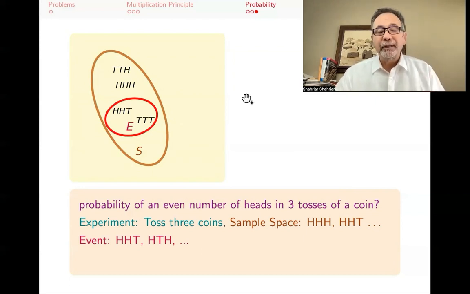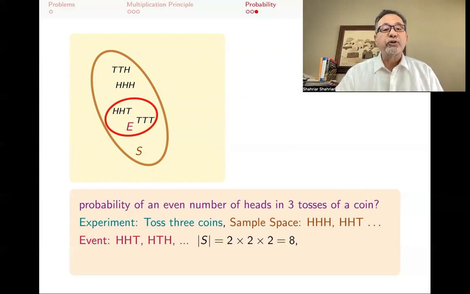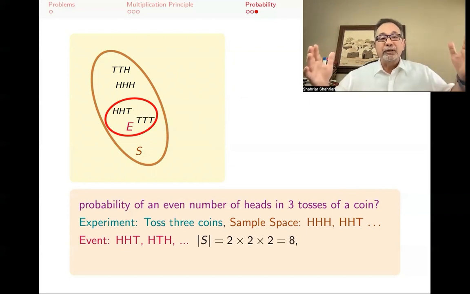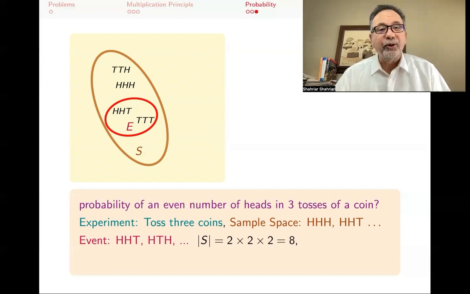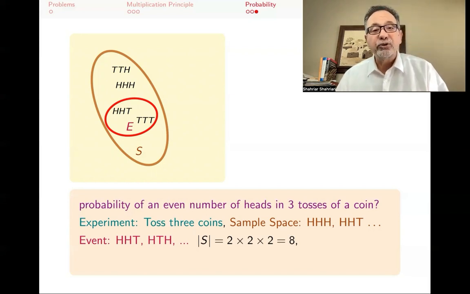Now, what's the probability of E? We would have to count. So first of all, what's the size of the sample space? We use the multiplication principle. I have 2 choices for the first toss of the coin, head or tail, 2 choices for the second one, and that's independent of the first one, and the same for the last one. And therefore, the number of possibilities, the size of the sample space, is 2 times 2 times 2, 8.